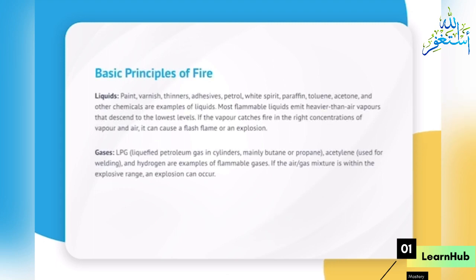Liquids: paint, varnish, thinners, adhesives, petrol, white spirit, paraffin, toluene, acetone, and other chemicals are examples of liquids. Most flammable liquids emit heavier than air vapors that descend to the lowest levels. If the vapor catches fire in the right concentrations of vapor and air, it can cause a flash flame or an explosion. Gases: LPG, liquefied petroleum gas in cylinders, mainly butane or propane, acetylene, used for welding, and hydrogen are examples of flammable gases. If the air or gas mixture is within the explosive range, an explosion can occur.